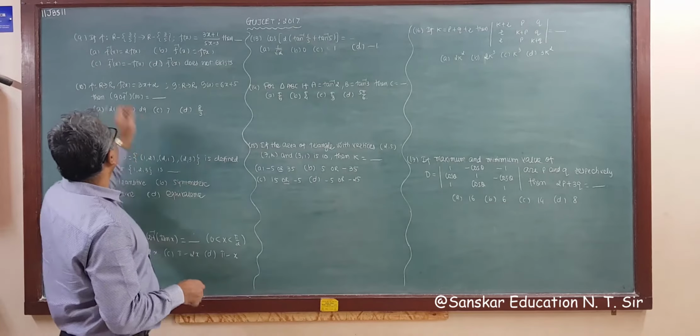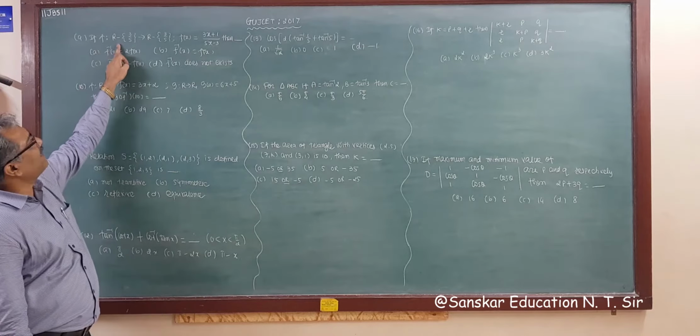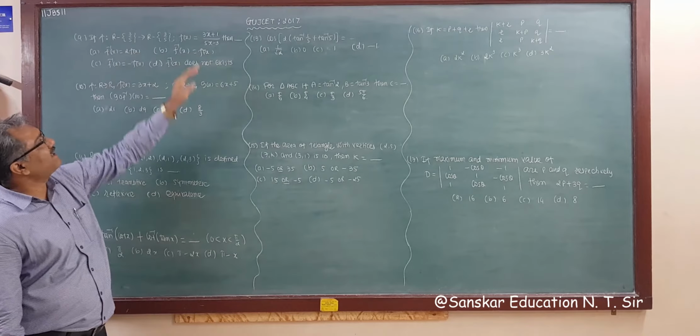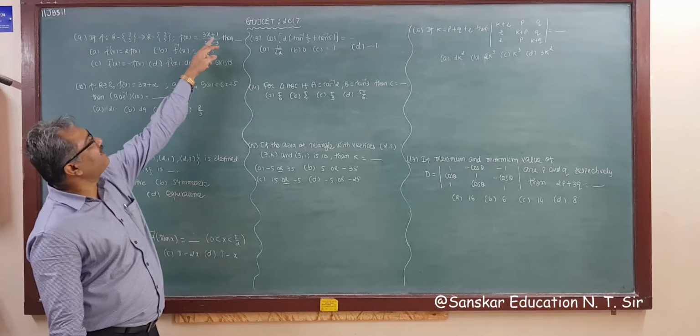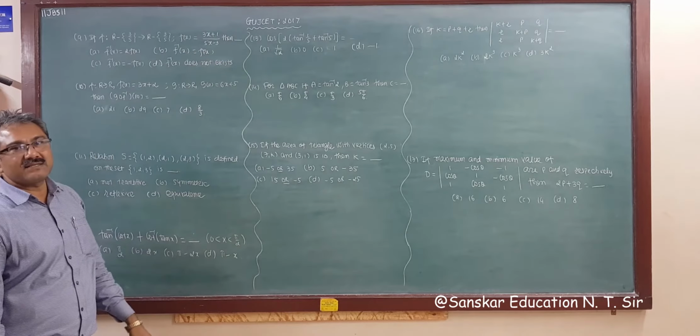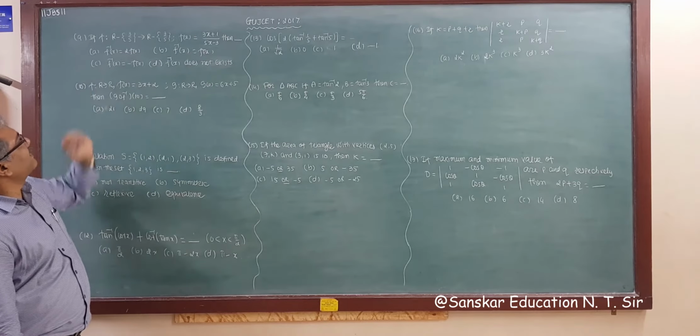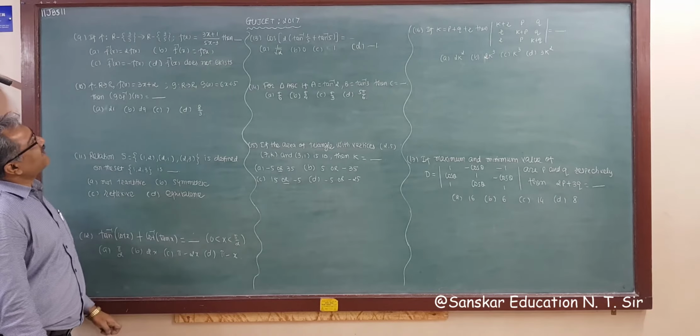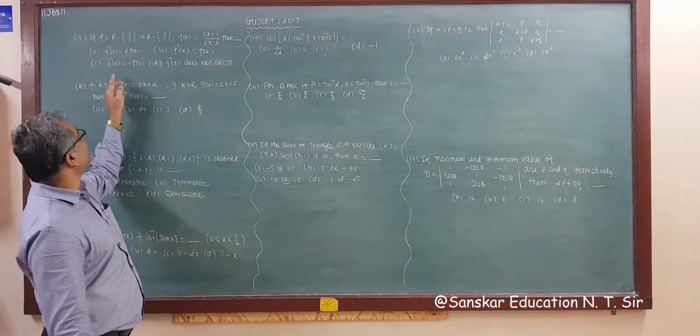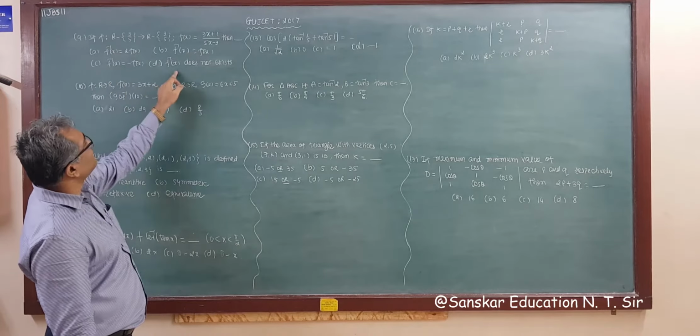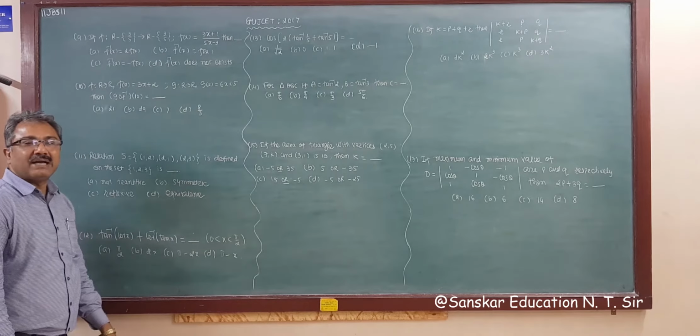So the first question is: if f from R minus 3/5 to R minus 3/5 is the function f(x) = (3x + 1)/(5x - 3), then options are given. f inverse x is 2 times f(x), f inverse x is f(x), f inverse x is minus f(x), and f inverse x does not exist.